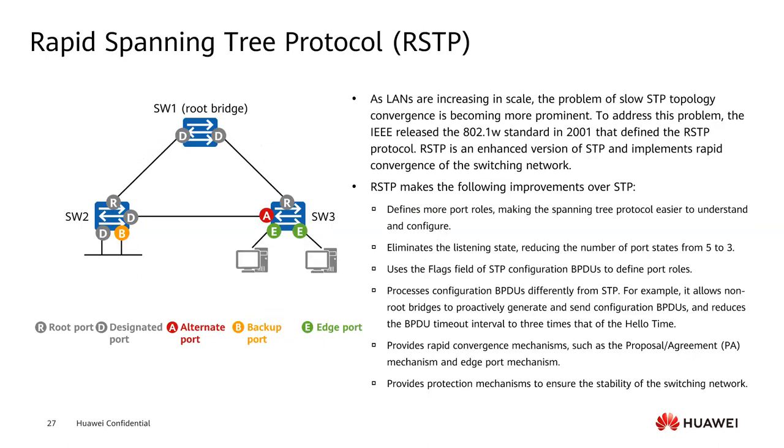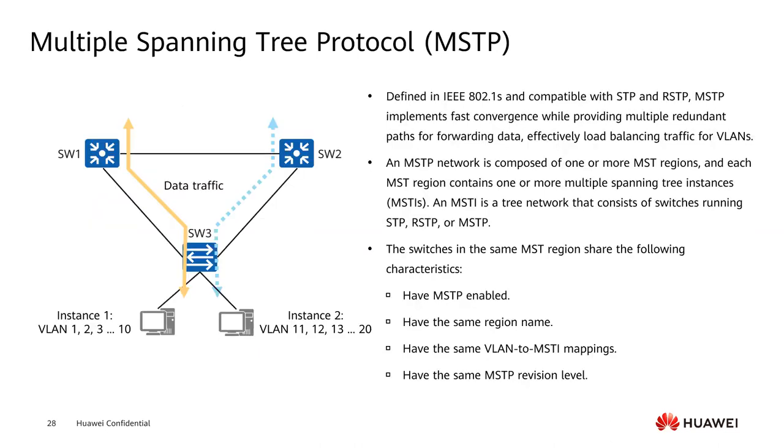And then the RSTP, the rapid spanning tree protocol, which is the upgrade of STP. It can provide a faster convergence time than the STP, and also the multiple spanning tree, MSTP. It can provide multiple instances and multiple domains in the layer two network.